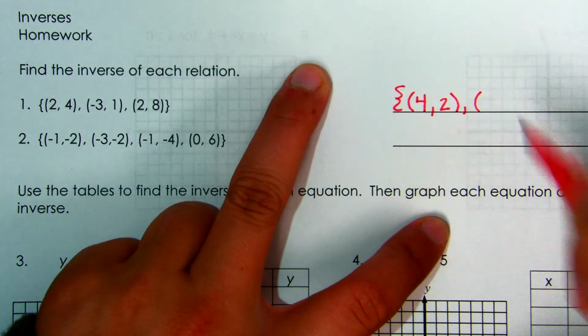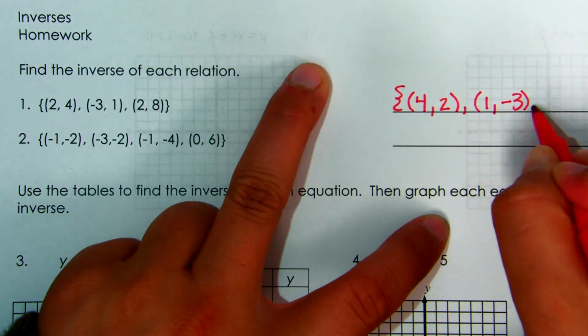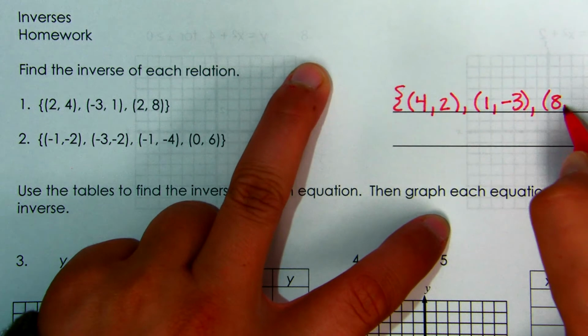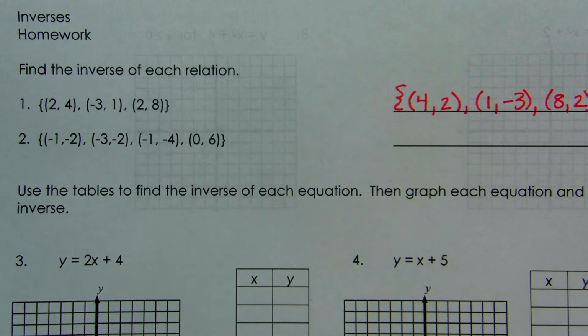I have the point -3, 1, so it becomes 1, -3. 2, 8 becomes 8, 2. And that is my new relation set of points. Now on to number 2.